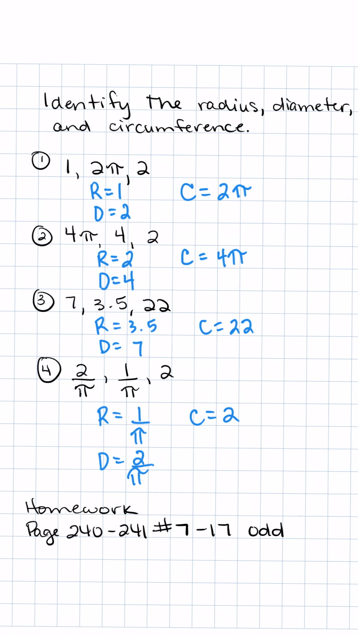Okay, you should have got the following: radius 3.5, diameter 2, circumference 22. The radius for the number 4 is 1 over pi, diameter equals 2 over pi, and circumference equals 2. I didn't actually solve any of them to double check the circumference, but if I could verify and understand and know what the radius and diameter are, process of elimination would leave it that the other is the circumference.